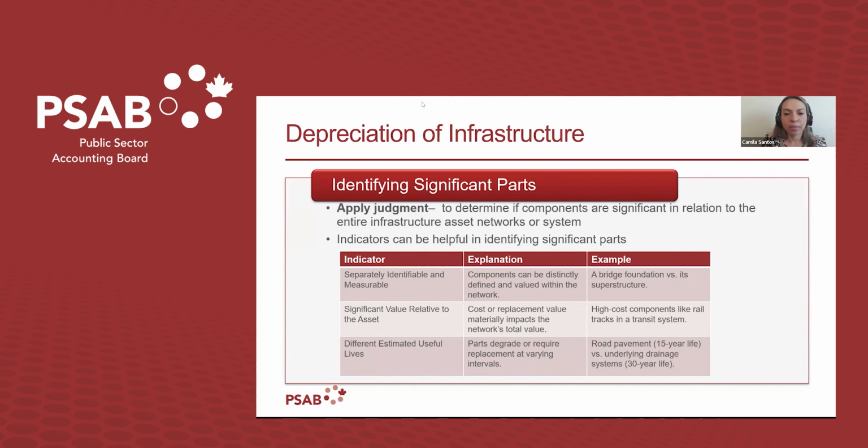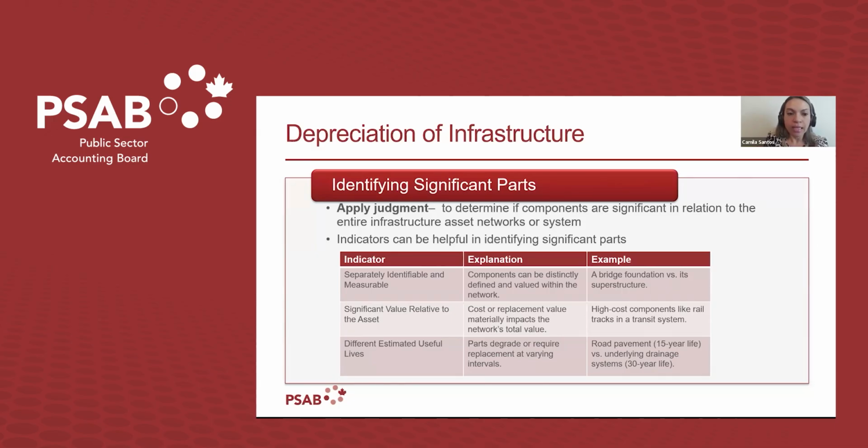This is important because different parts of an asset may have varying useful lives, wear patterns, and/or replacement cycles. This becomes more relevant to infrastructure assets because one of their characteristics is that they are networks or systems comprised of a number of assets. The indicators listed on the slide can be helpful in identifying significant parts of a PP&E item, as these should be questions that preparers should be asking themselves while considering their specific facts and circumstances and materiality.